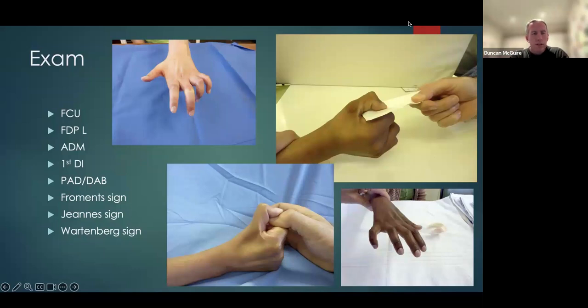Then you can test the strength of the FDP to the little. It's probably not worth testing the FDP to the ring because the ring is right next to the FDP to the middle, which is supplied by the median nerve, and there is a common muscle belly between the middle, ring and little, so it's not as accurate. Testing the FDP to the little is more accurate than testing the ring. You can test abductor digiti minimi, but it's a bit difficult to do, so we don't really do it much. The first dorsal interosseous is important to test though.